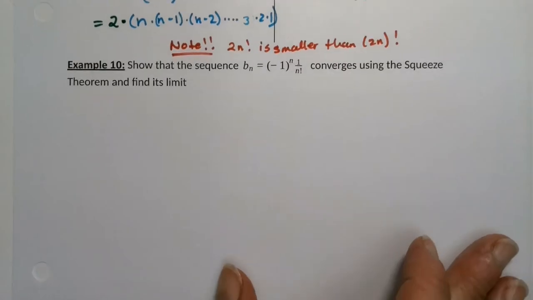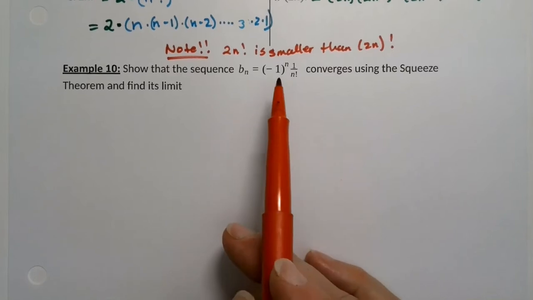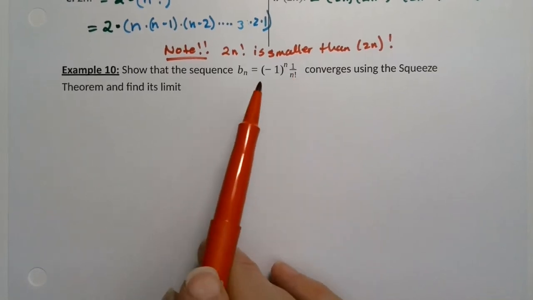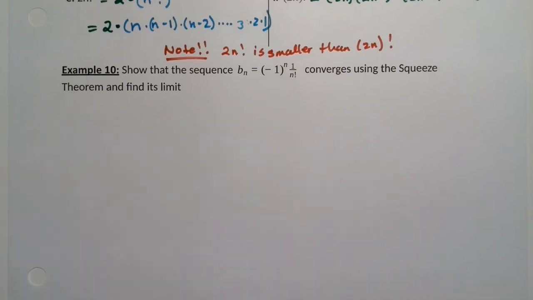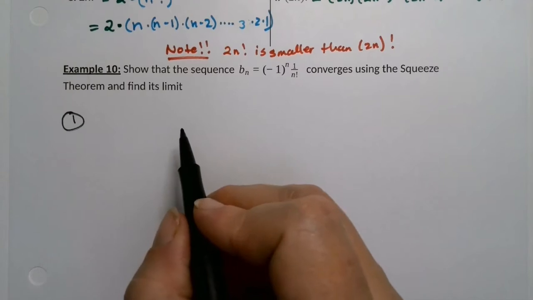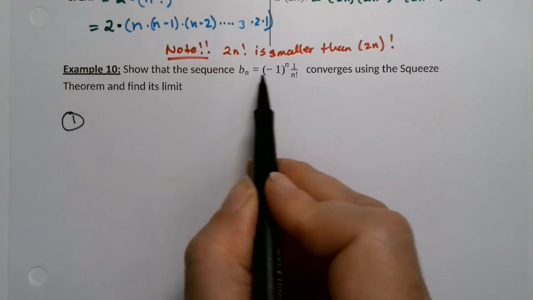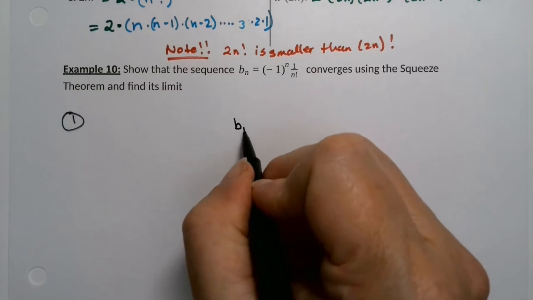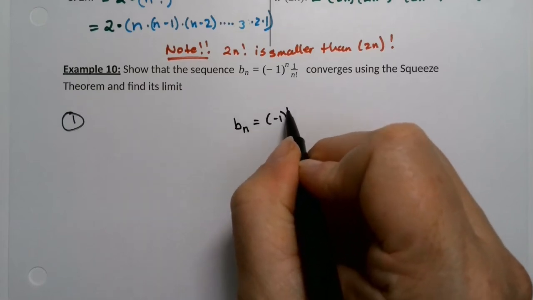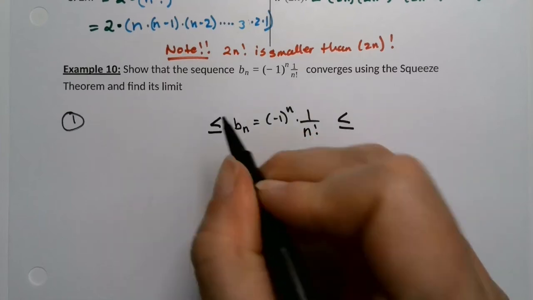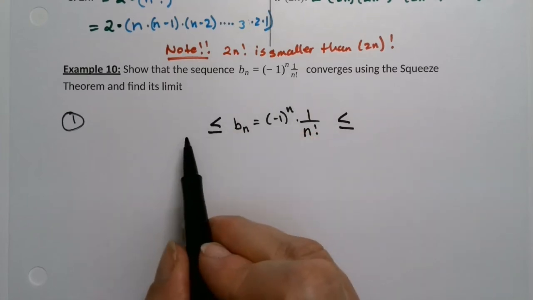All right, now let's look at the squeeze theorem for the sequence negative 1 to the n over n factorial. I told you that the negative 1 to the n ones are very common to be used with the squeeze theorem. So step 1: I need to find 2 sequences that bound this sequence. I don't know about the squeezing part, but I know that I want b sub n, which is negative 1 to the n times 1 over n factorial, to be less than or equal to one sequence, but greater than or equal to another sequence.